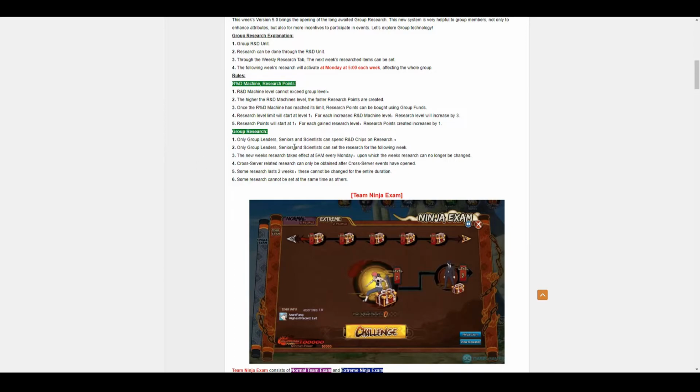Group research. Only group leaders, seniors, and scientists can spend R&D chips on research. Only group leaders, seniors, and scientists can set the research for the following week. The new week's research takes effect at 5 a.m. every Monday, upon which the week's research can no longer be changed. Cross-server-related research can only be obtained after cross-server events have opened.